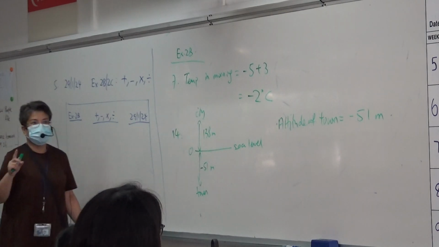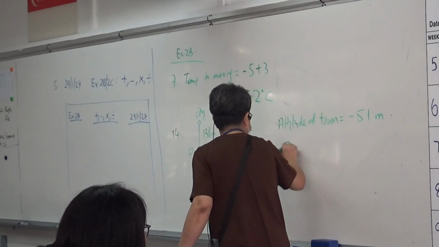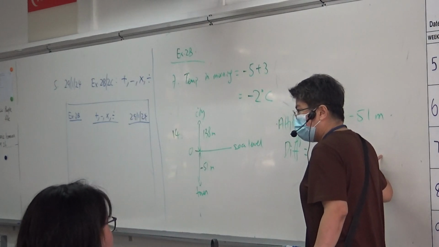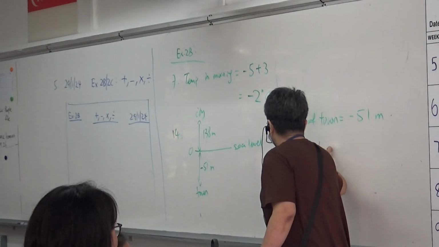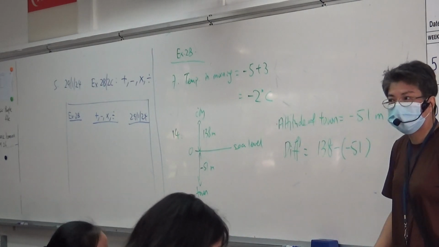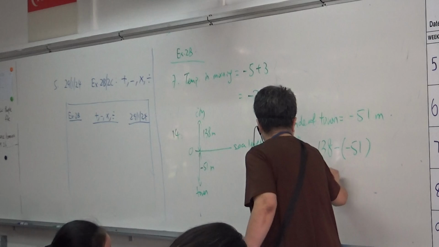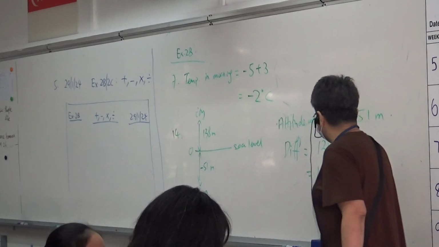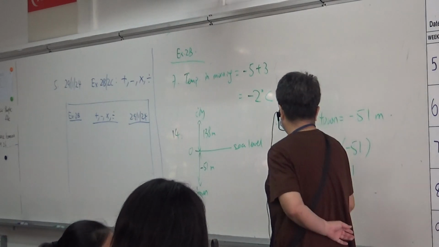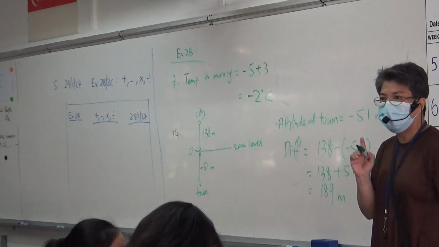Remember the time I told you to find the difference of the altitude. You must take the bigger one minus the smaller one. Which one is the bigger one? 138 minus 51, right? Correct. Now, of course, you use your calculator. 138 plus 51, correct? So, what's the answer? 189 meters, right?